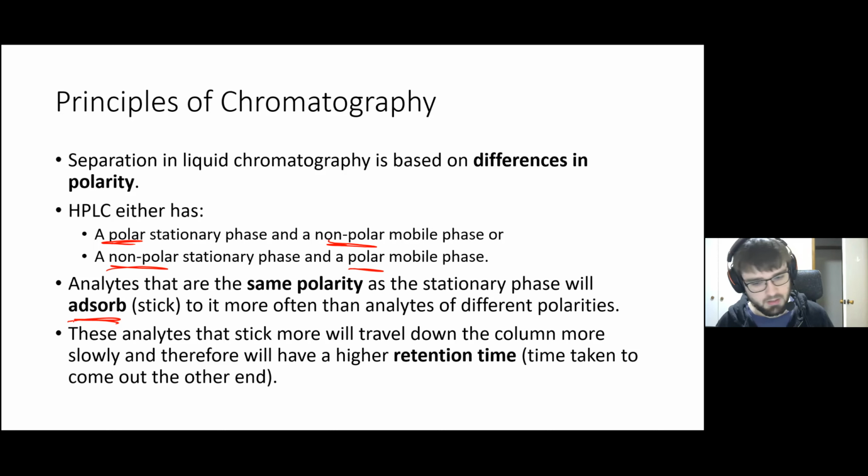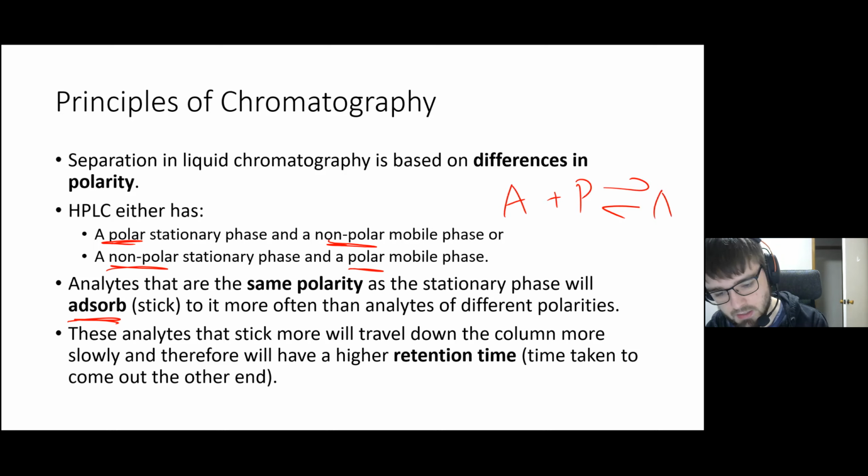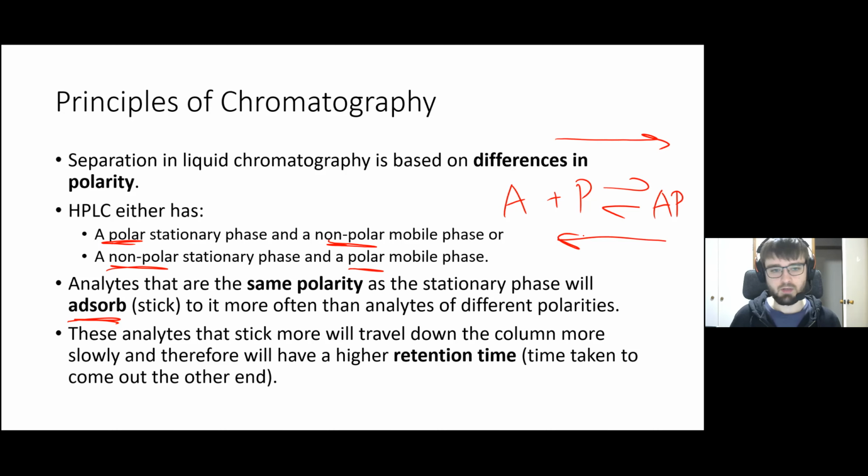So we normally think about this in terms of an equilibrium. You've got your analyte, A, and I'll call P the stationary phase. They can stick together and form AP, but they can also go back again. The closer the polarity, the more it'll move to the right, and the bigger the difference between the polarity, the more it'll go to the left. So if you've got a polar stationary phase and a polar analyte, it'll make lots and lots of AP, and it'll spend most of its time stuck to the side rather than floating around in the mobile phase.